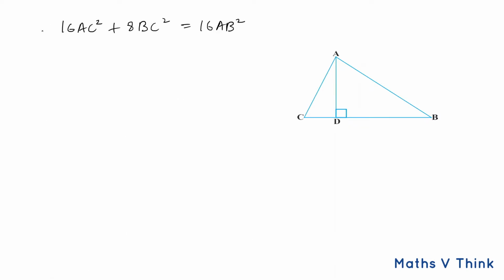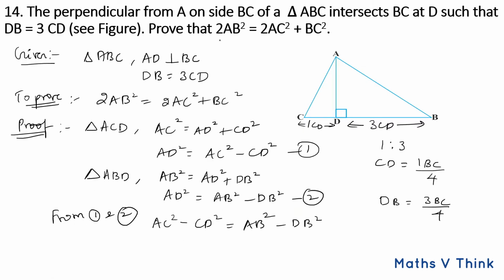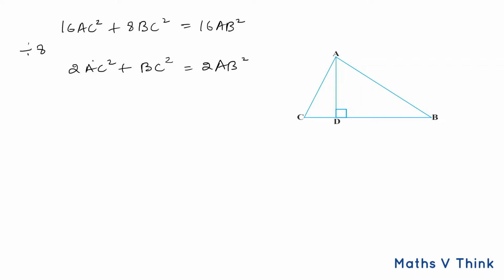I have written the previous step. So we'll divide the equation by 8. So 16 by 8 is 2, so 2 AC square plus 8 by 8 is 1, so 1 BC square is equal to 16 by 8 is 2, 2 AB square. When you compare it with the to-prove statement, we get 2 AB square is equal to 2 AC square plus BC square. So we'll rewrite as 2 AB square is equal to 2 AC square plus BC square. So we proved, hence proved.